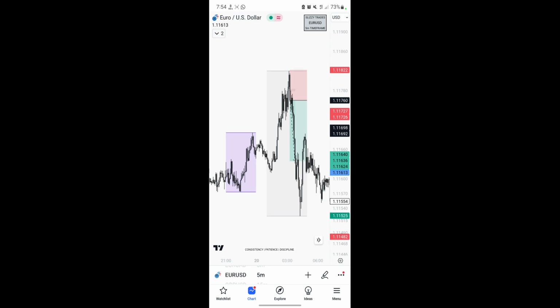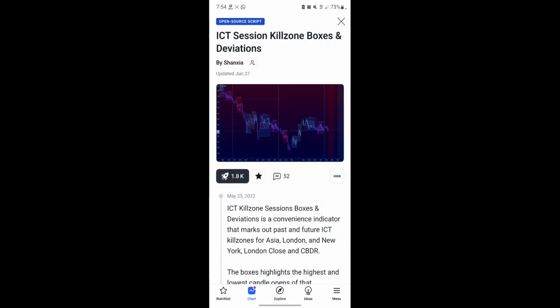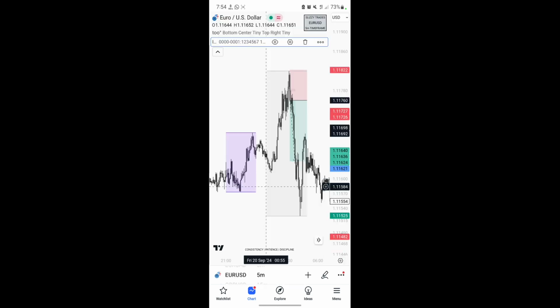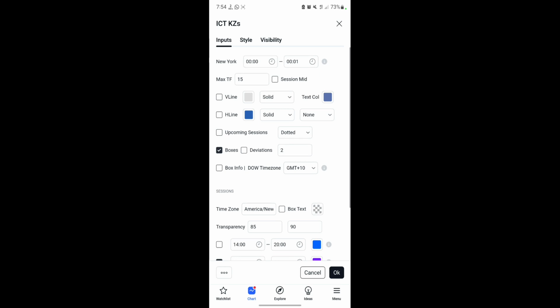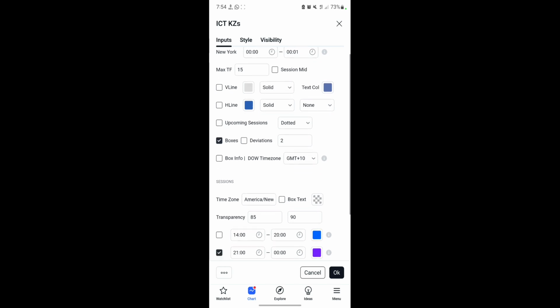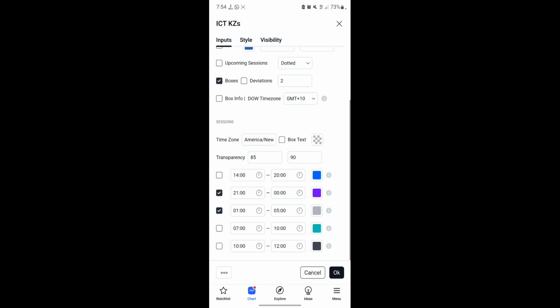What's up, guys? So I'm going to show you the indicator I've been using to mark my Asian range and to mark the London Q zone. So basically it is this indicator by Shanxia, code ICT session Q zone boxes and deviations. Let me show you the settings that I use. I actually turned off all other settings except here I left boxes and the colors. I turned off the V line and the horizontal line. Then I marked 2100 and 000 and 01 and 5.